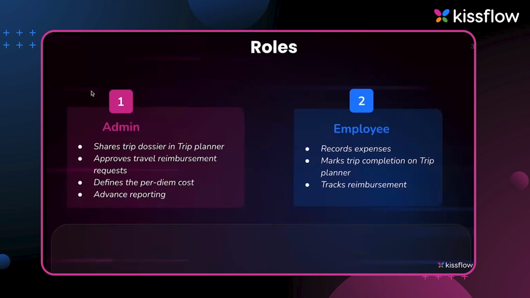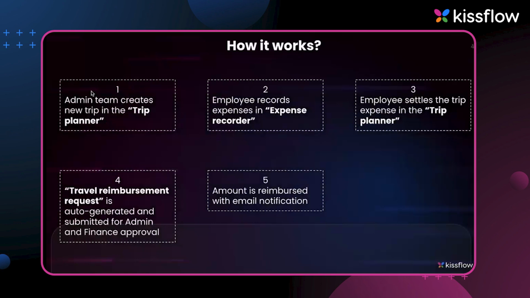So how it works is, the admin team first creates a new trip in the trip planner. Once it is created and moved to a specific stage, which is the initiate trip stage, it will automatically create an employee expense recorder, which is assigned to that specific employee. Now, the employee is going to record real-time expenses in that particular expense recorder form. And once they mark it as completed, it is going to create a travel reimbursement request.